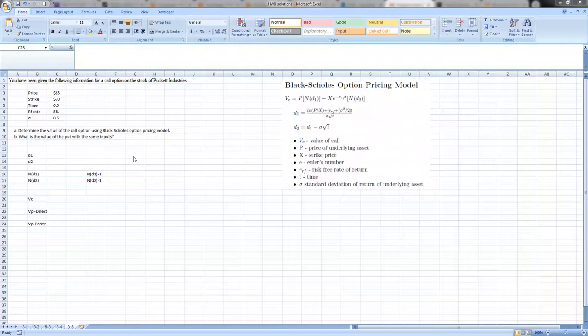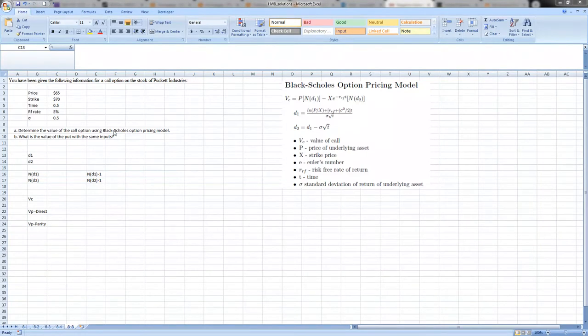You've been given the following information for a call option on the stock of Puckett Industries. The price is 65, the strike is 70, time is 0.5 or 6 months, the risk-free rate is 5%, and the volatility, or the standard deviation, is rather high at 0.5.